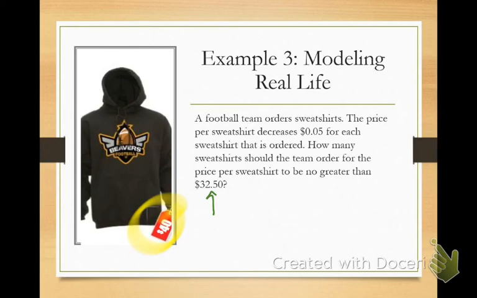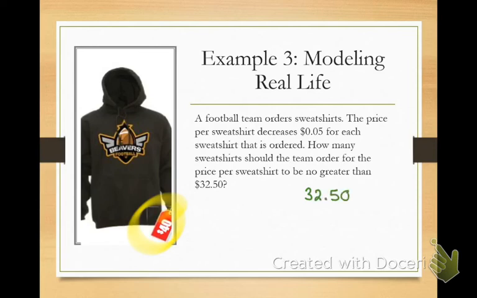$32.50. So I need to figure out how many I need to order to drive down that price. I need an inequality. Okay? So remember, what do we always start with when we're setting up our own? We always start with a T, the total or the final amount. What's my target value? In this case, yes, it is $32.50. You can leave the dollar sign off.